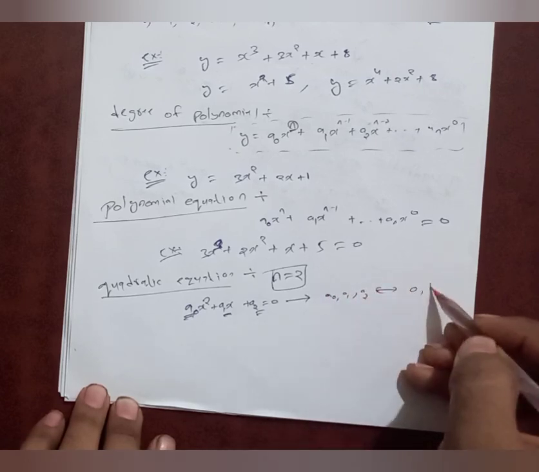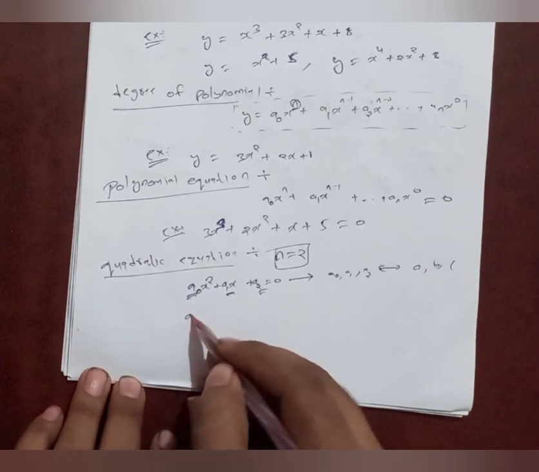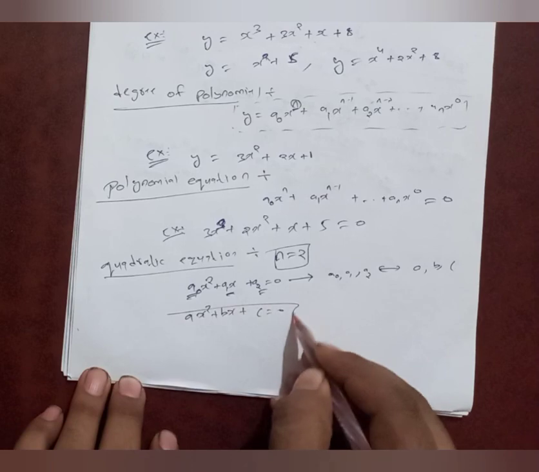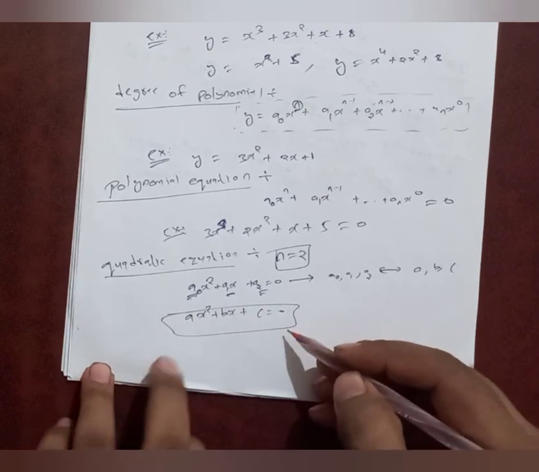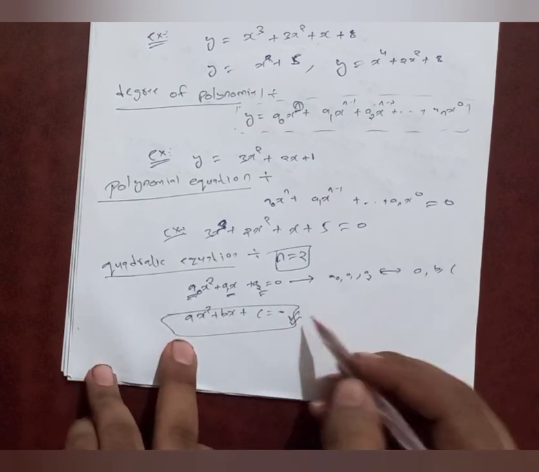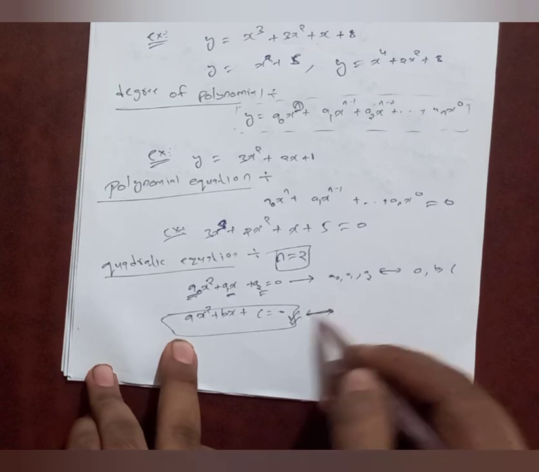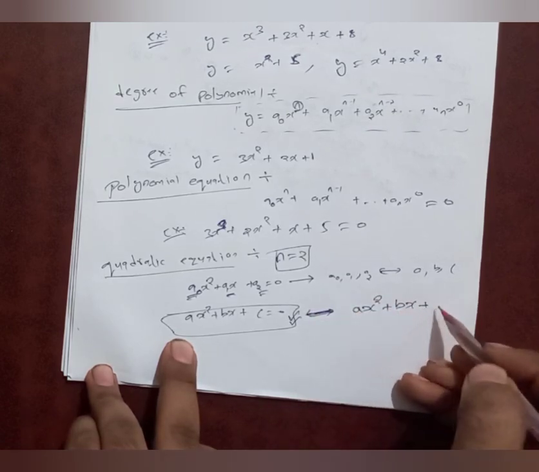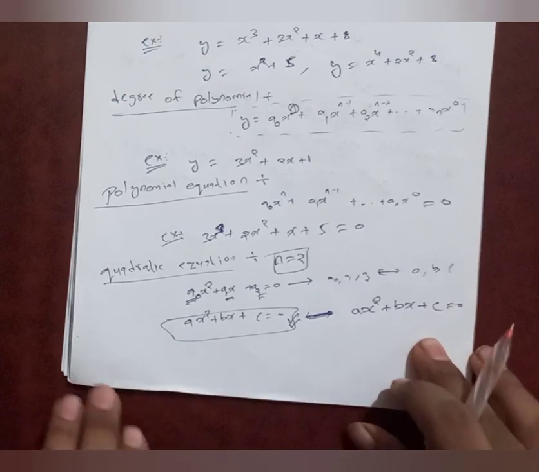with a, b, c. Then the equation becomes ax square plus bx plus c equal to 0. In most books, you will see the general form of the quadratic equation in this form. I will rewrite this: ax square plus bx plus c is equal to 0.